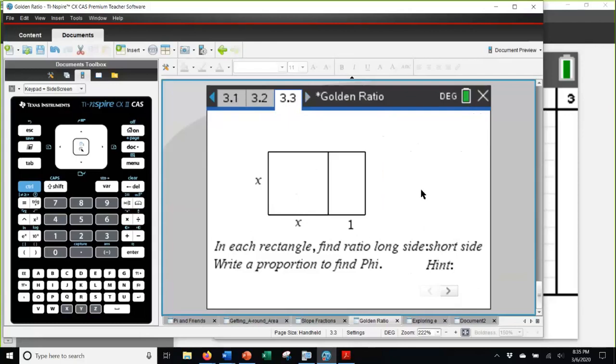The final thing I have here with the golden rectangle and the golden ratio is that if we begin with a square whose sides are x, and we add on piece 1, we can use this picture of a golden rectangle to develop that quadratic whose solution is phi. So in each rectangle, find the ratio of the long side to the short side and write a proportion to find phi, and it gives your students a hint. Here is the set of proportions, and if they solve that, they will get the golden ratio.